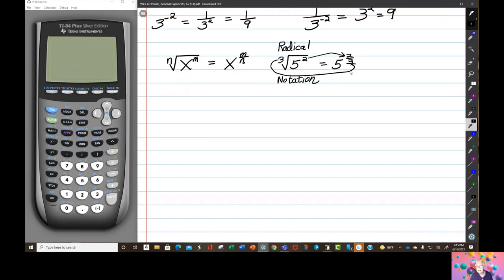Radical notation. And this is called exponential notation.